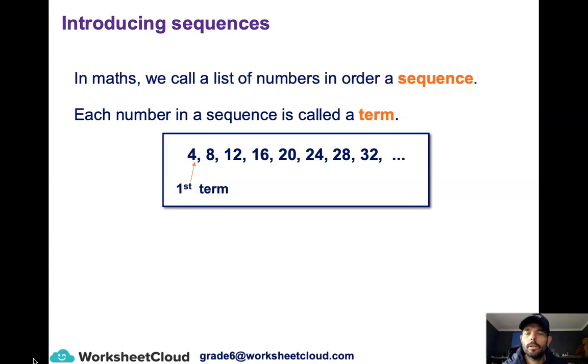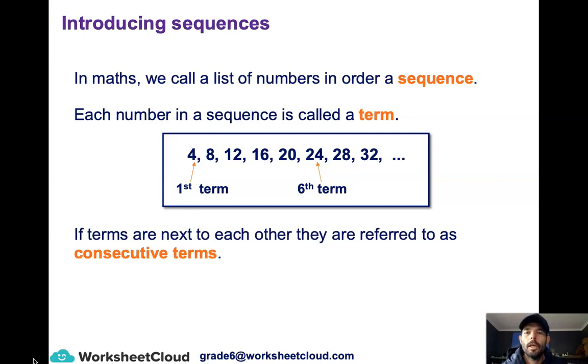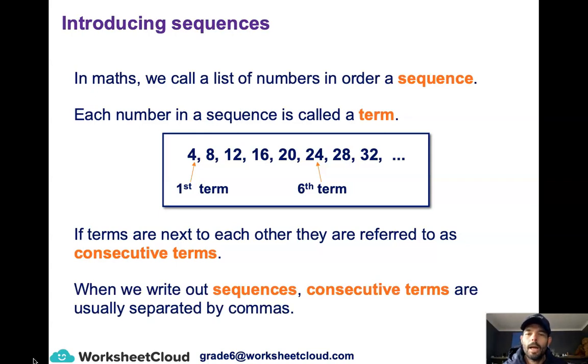So that's your sequence. The number 4 would be your first term, the number 8 your second term, the number 12 your third term, etc. And you can see the number 24 is your 6th term. If the terms are next to each other, then they're referred to as consecutive terms. So 4 and 8 are consecutive terms, 8 and 12 are consecutive terms, 12 and 16 are consecutive terms. And when we write out sequences, consecutive terms are normally separated by commas.